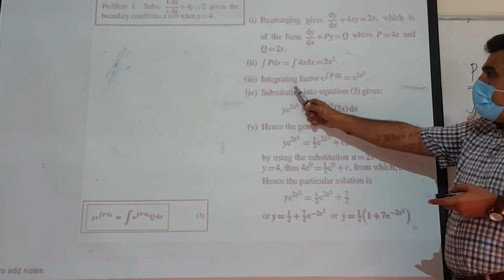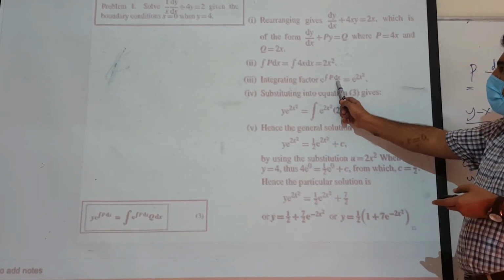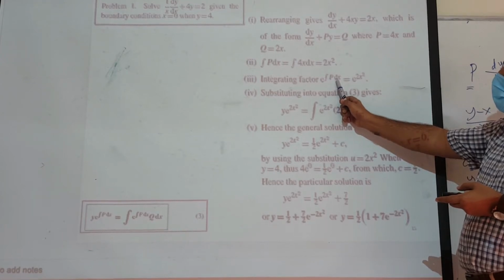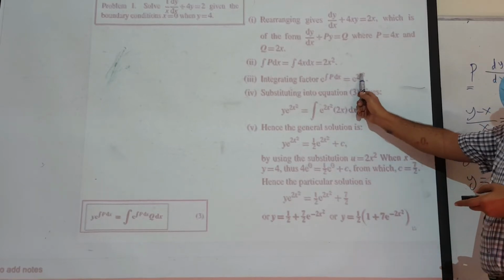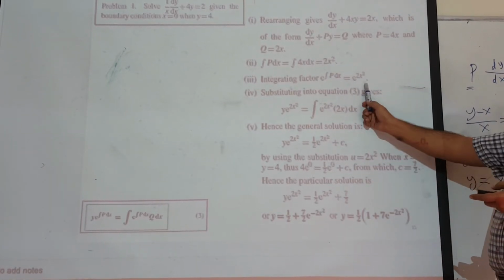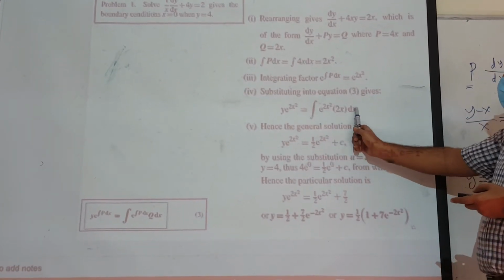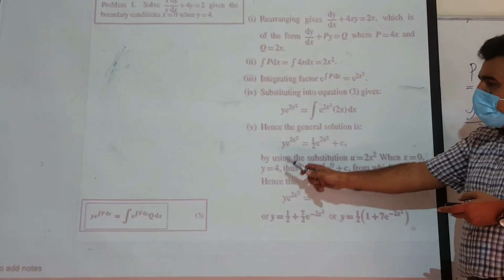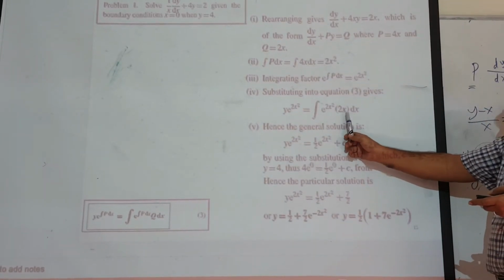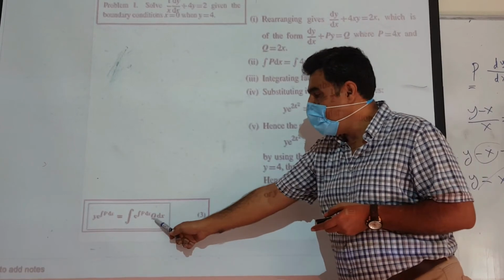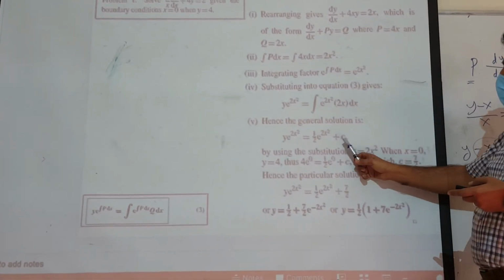Now the integration factor becomes e to the power of the integral of p, which gives 2x squared. We find this part. We will substitute the other part also. We have this one, which we already found, and we have q, which is 2x here. Okay?